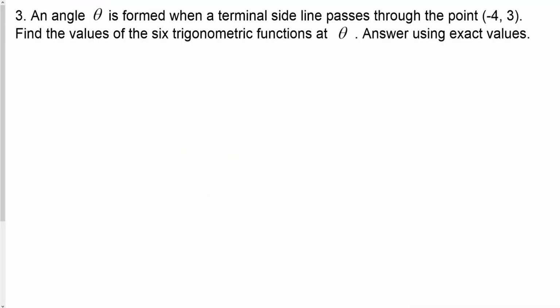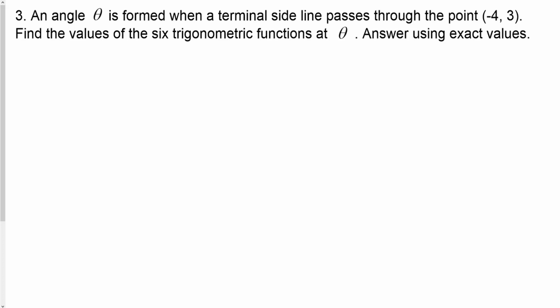Number 3. An angle theta is formed when a terminal side line passes through the point -4, 3. Find the values of the 6 trigonometric functions at theta. Answer using exact values. Now, we're on the calculator portion, but it is specifying to use exact values. And the reason for that is just we want the answers in terms of fractions or possibly square roots if necessary. You're welcome to use your calculator to simplify the square roots, that sort of thing, but the final answers do need to be in fractional form.